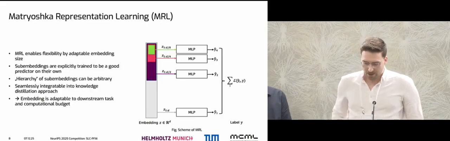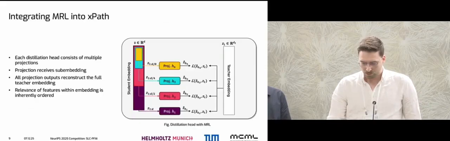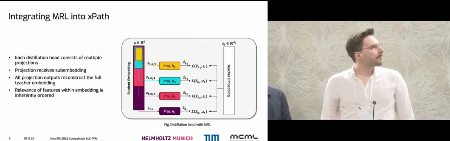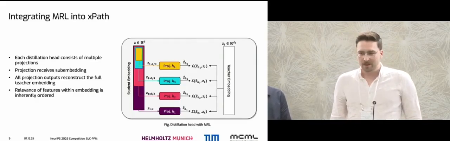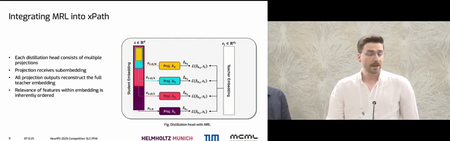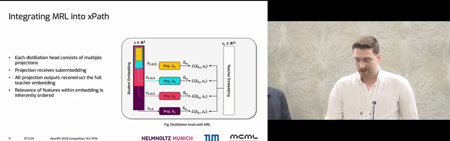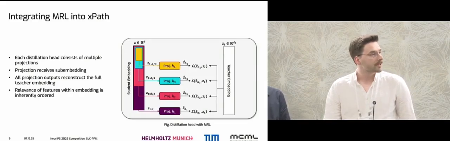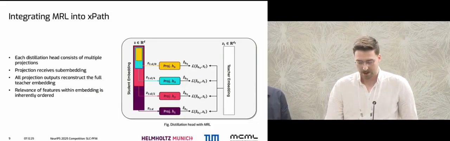And the nice thing about this is it can be super easily integrated into our knowledge distillation approach because we already have these embeddings, right? And all we need to do is add some more for the different projections from the embedding. And then we are able to nicely truncate them.